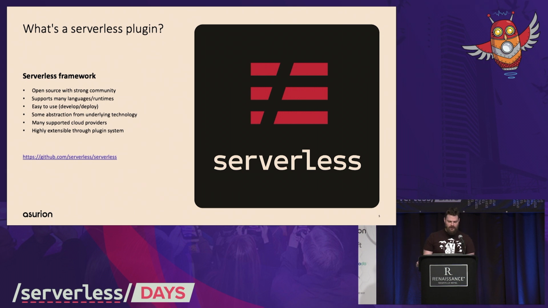It also supports many cloud providers. So AWS has first-class support. That support's kind of baked into the framework. But Azure and Google Cloud and I think Iron Function, some other different providers, they're supported through plugins. So this framework was really built with extensibility in mind. So it has a very modular plugin system, and we'll talk about that a bit.